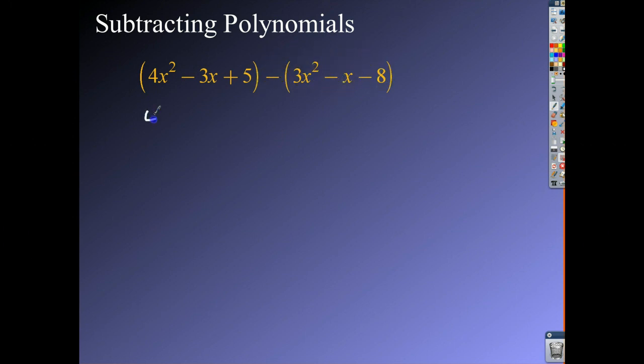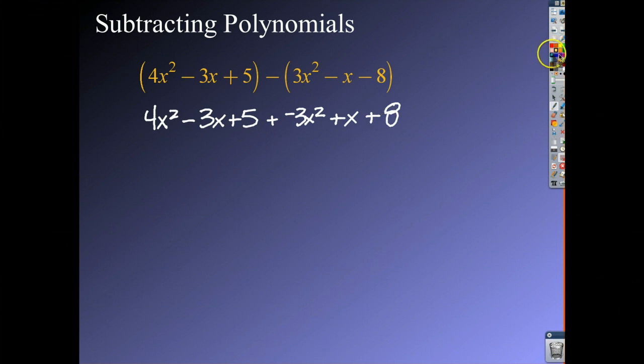So I'm going to rewrite this, and I'm going to make it into an addition, right? So I'm adding a negative 3x squared. Subtracting a negative x would be like adding x. Subtracting a negative 8 is the same as adding 8. Okay? Well, now I'm going to go through here and identify my pieces. Okay?